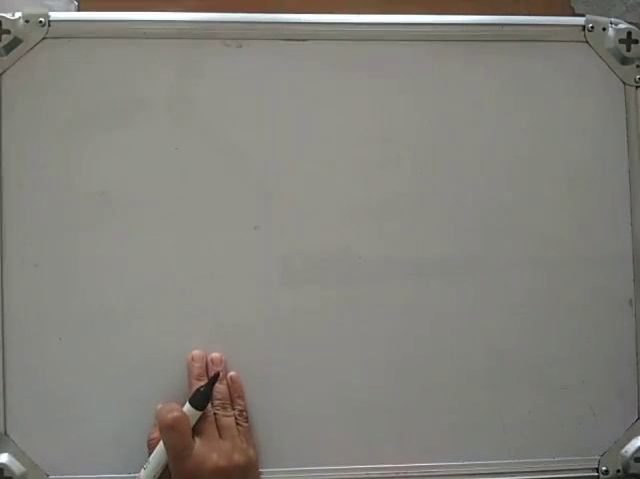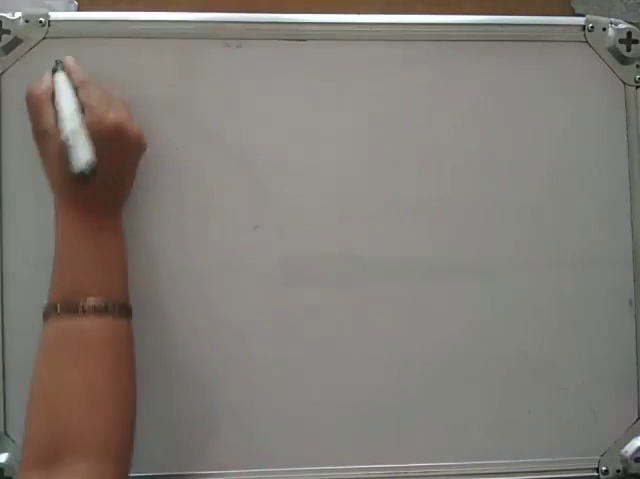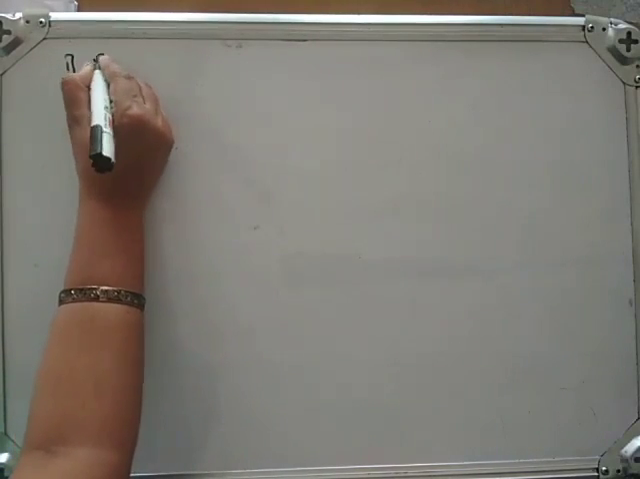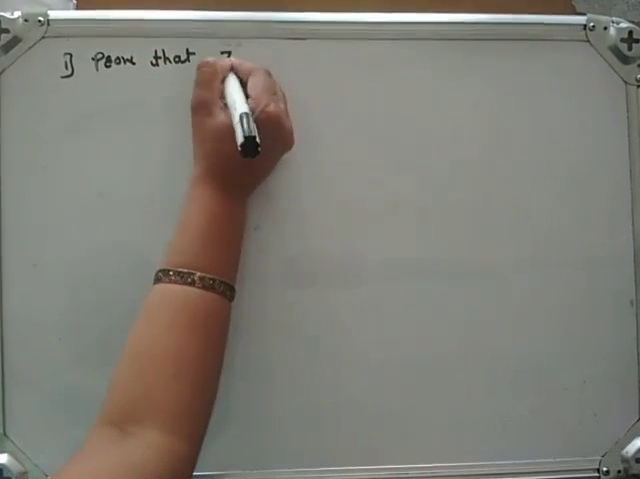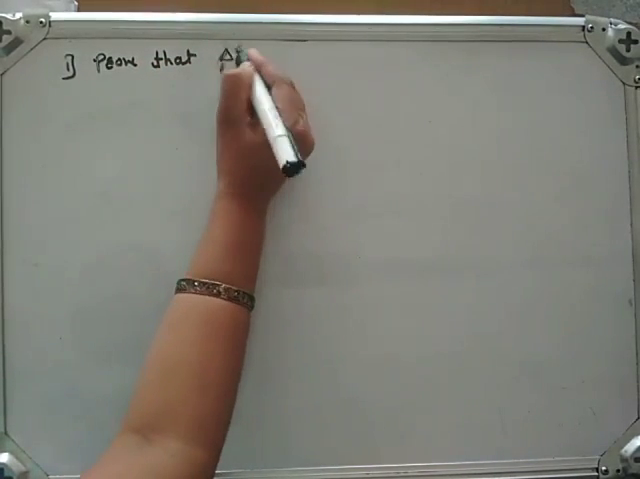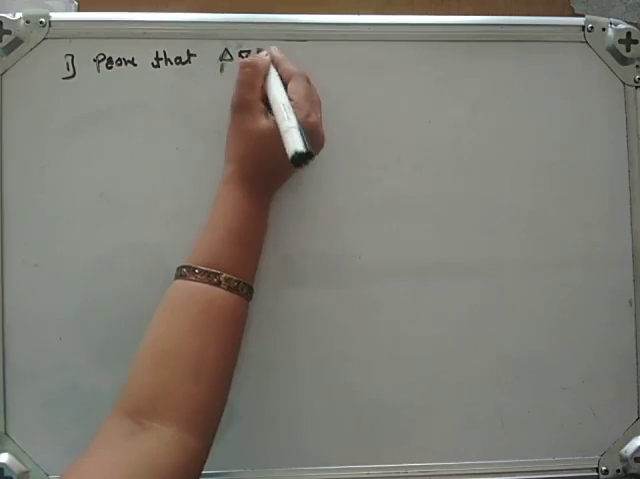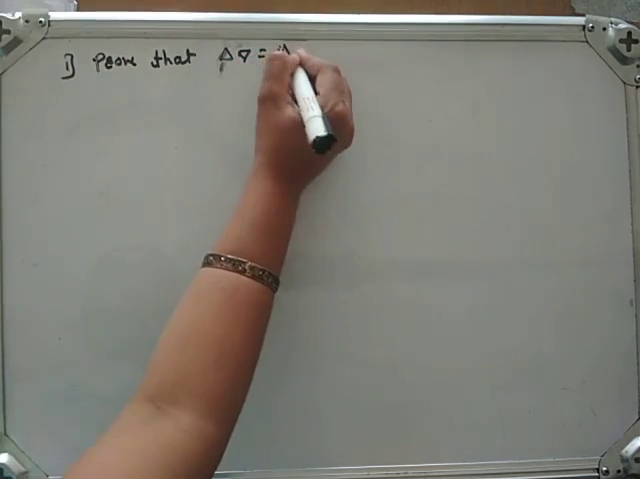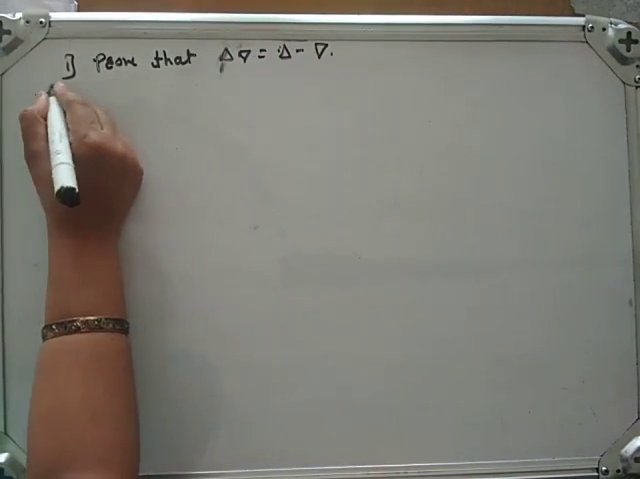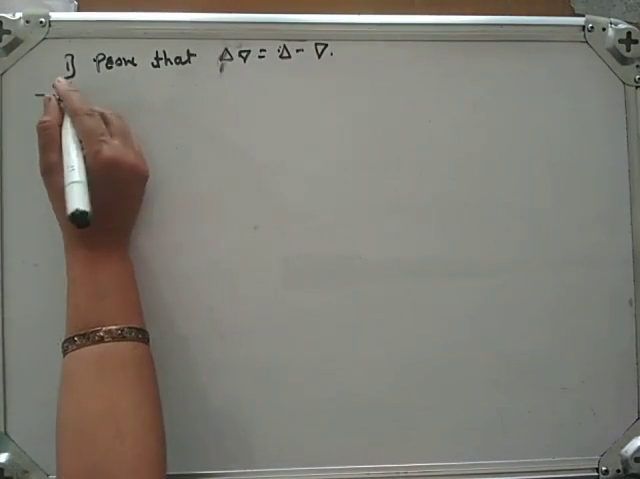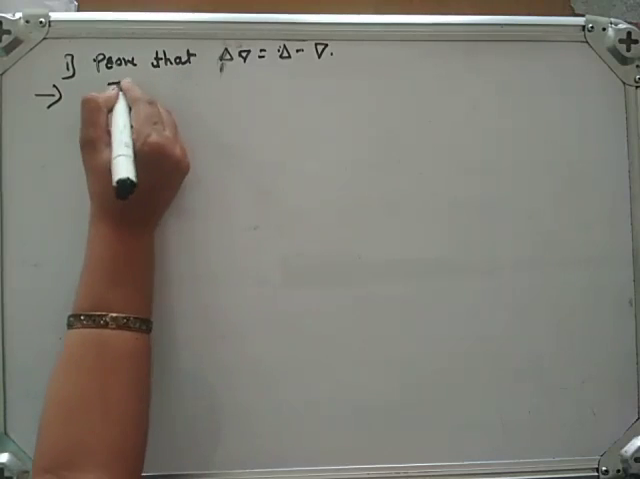Children, in this video we will see some examples. First example is prove that delta of del is equals to delta minus del. Okay. Let us see the solution of this problem.